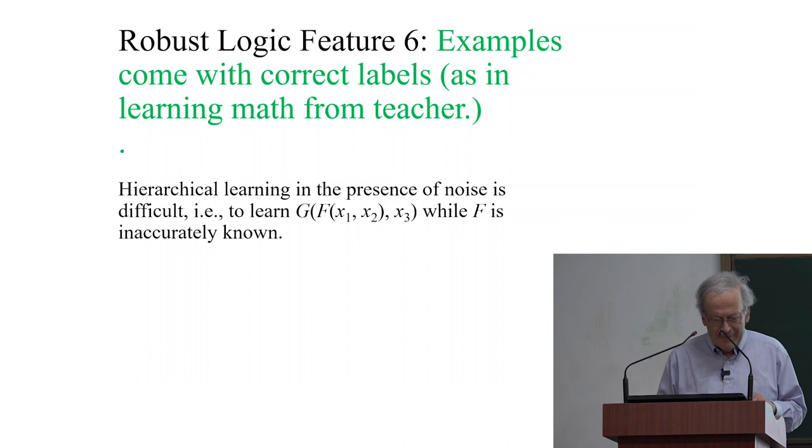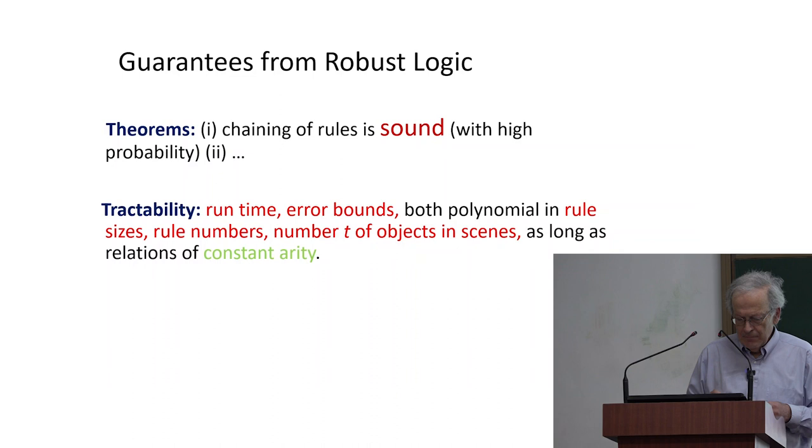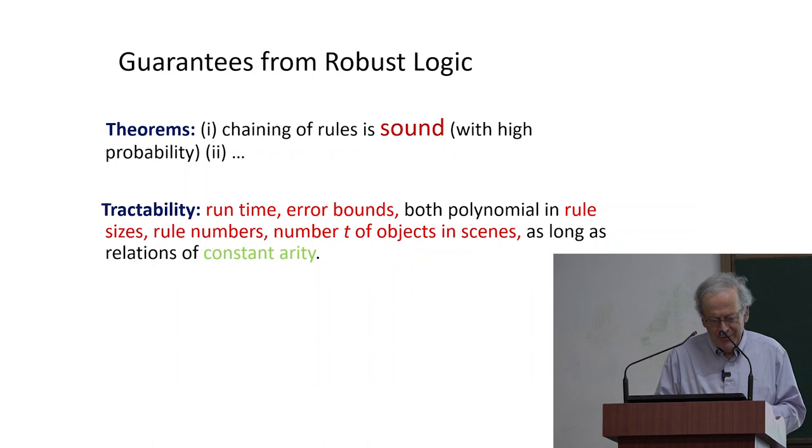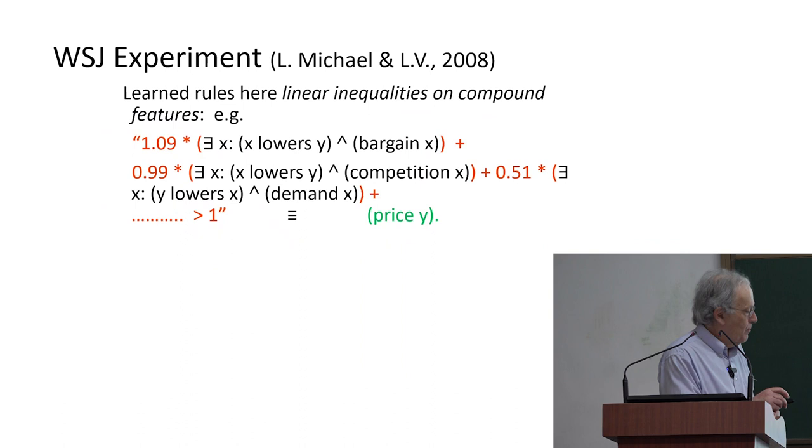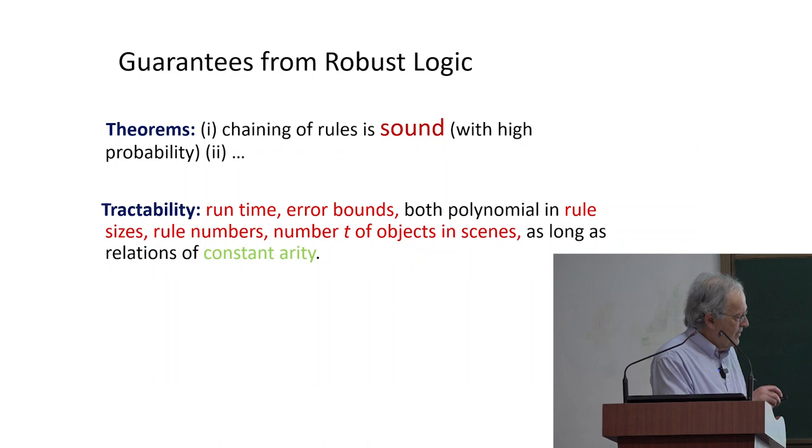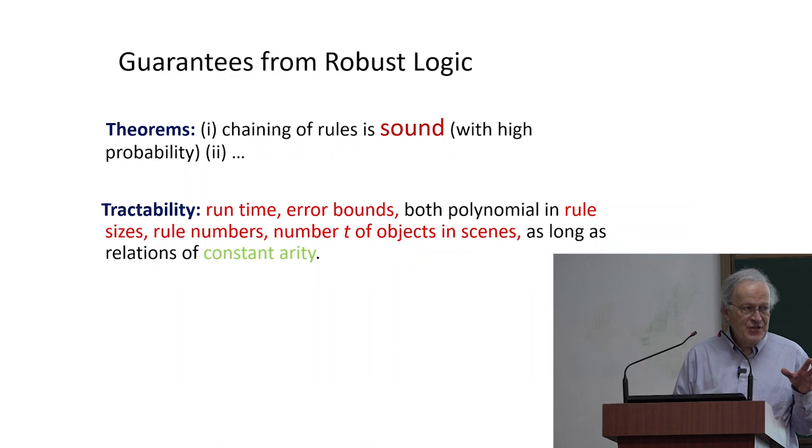And then the main result you can prove is that the chaining of rules is sound, and this probably makes sense. That there's some justification for chaining together two rules which you're confident about. And so tractability is also important. So basically, I want everything to be polynomial time. How many tokens can you have in your brain? It's polynomial in that, actually. How many rules are you learning, their size, etc. So the only thing where the dependency is exponential is on the arity of the relations. So you have to break the world down with relations of constant arity, like two or three.